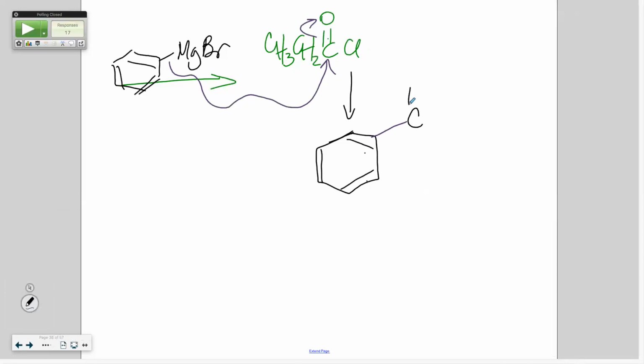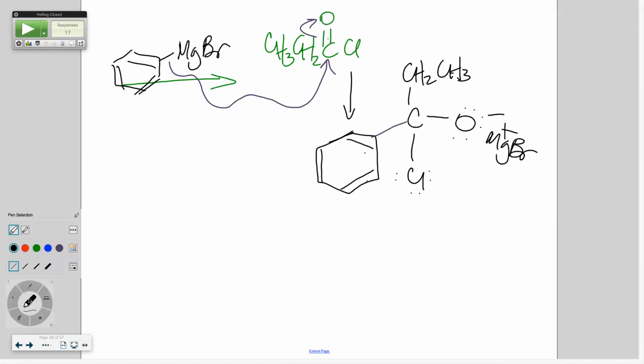A single bonded O with a negative. And there's your counter ion. Okay, what else? An ethyl. And what else? A chlorine. Okay, so what do you think happens next?